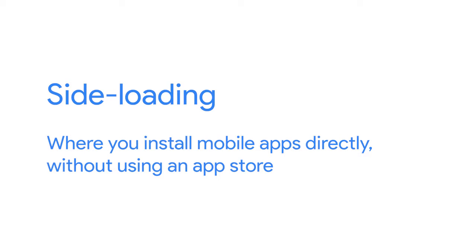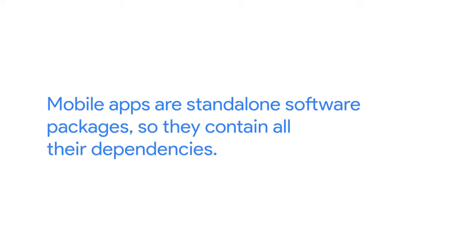There's one other way to install an app onto a mobile OS, and that's called sideloading. Sideloading is where you install mobile apps directly without using an app store. Sideloading packages is riskier than installing through an app store, and you would generally only do this if you're an app developer. Mobile apps are standalone software packages, so they contain all their dependencies. When you install an app, it will already have everything it needs to run baked in.